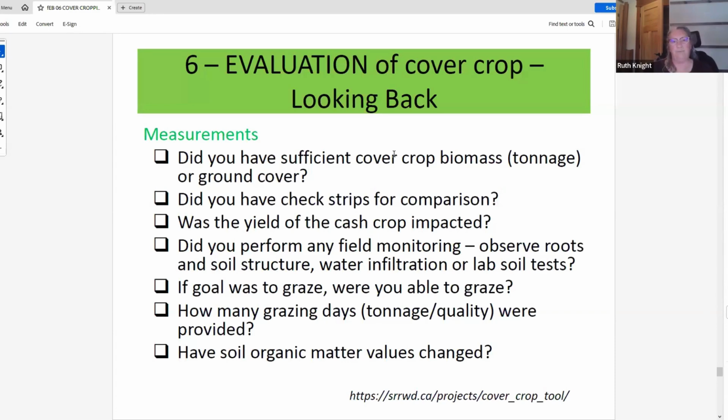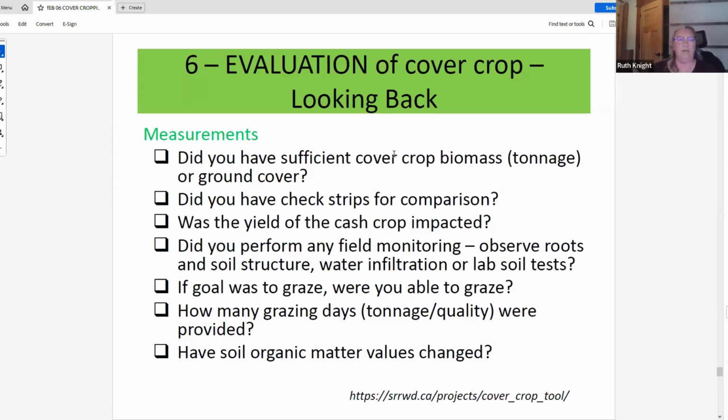So, in-field monitoring: you're out there looking at the root systems, your soil structure, your water infiltration, and you may even do some lab soil tests, particularly some of those biological tests that we've incorporated in terms of soil respiration. You're feeding the microbes, so there would be an expectation that there might be an elevation of soil respiration because they're working. How did that turn out in terms of the cover crops?